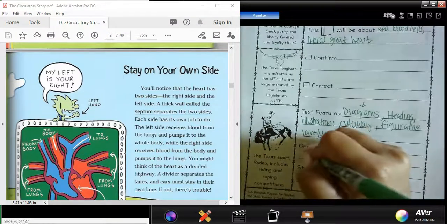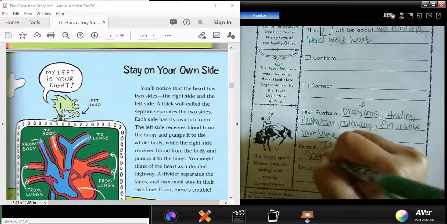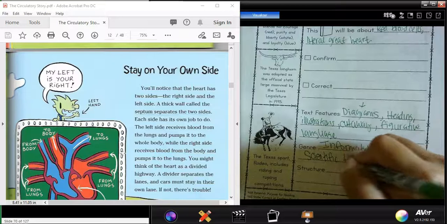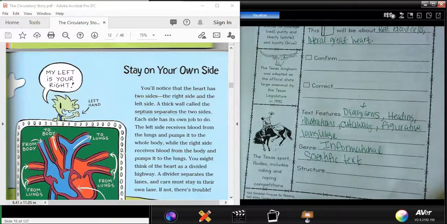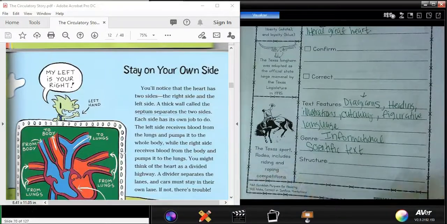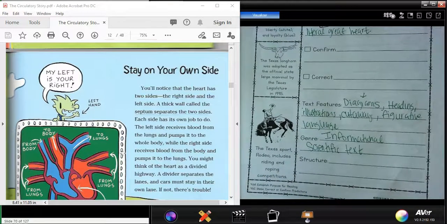So it is considered a scientific text. So yes, it is informational, but it's also scientific because it talks about science. Now, the structure, boys and girls. I know the biographies of Clara Barton and Helen Keller were written in chronological order. That means they introduced the person when they were young, later on in their life, and then finally when they passed away. Is this the same here, boys and girls?